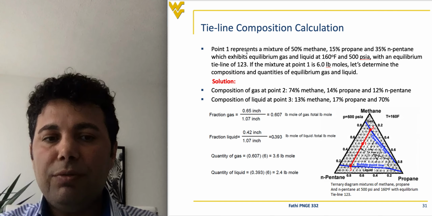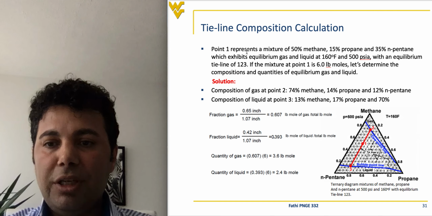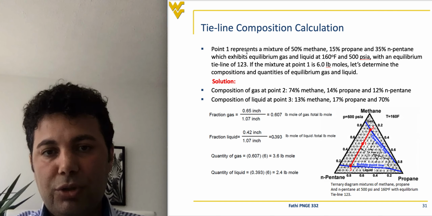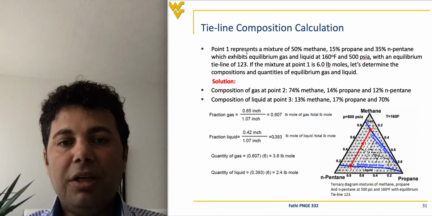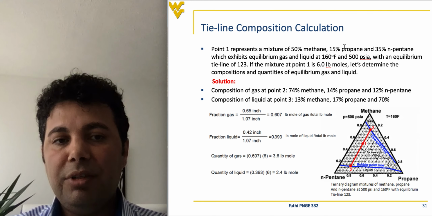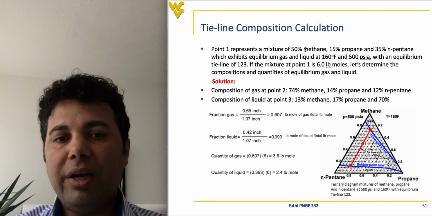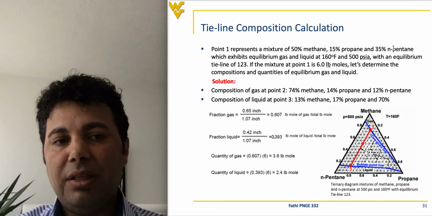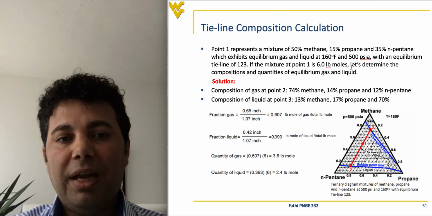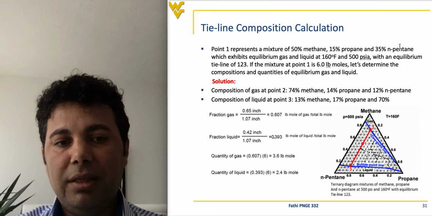This time we have a mixture of three components, and the question is, what is the composition of saturated liquid, what is the composition of saturated gas, and what are the quantities of gas and liquid at a specific point where we have the mixture. Here it says the mixture is 50% methane, 15% propane. This is enough. If I know I have 50% methane and 15% propane, definitely I would have 35% of the third component, which in this case is n-pentane.